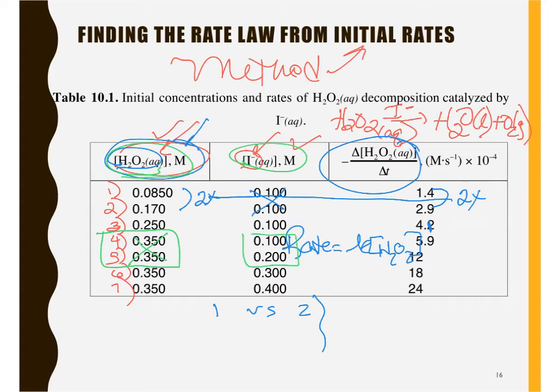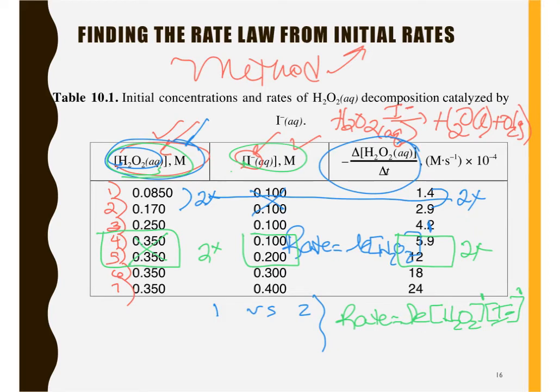The concentration of iodide is increased by a factor of 2. What happens to the rate? The rate of reaction has also increased by a factor of 2. So now it turns out that both reactants in this example are first order. And so here is our rate law. It was pretty easy, right? If it's first order, you can put a 1 as an exponent if you want, or just leave it out. Either one's fine.